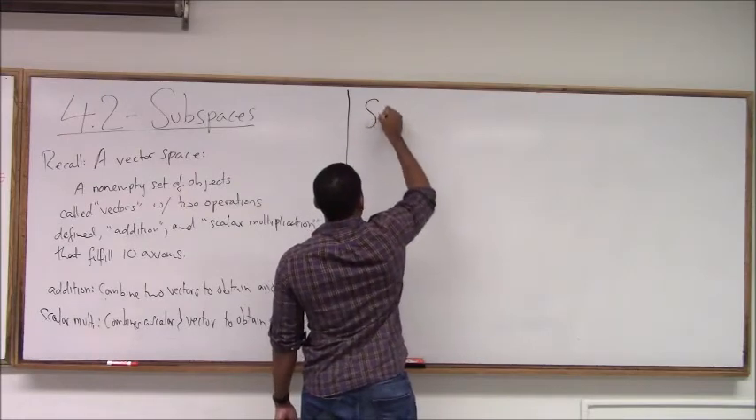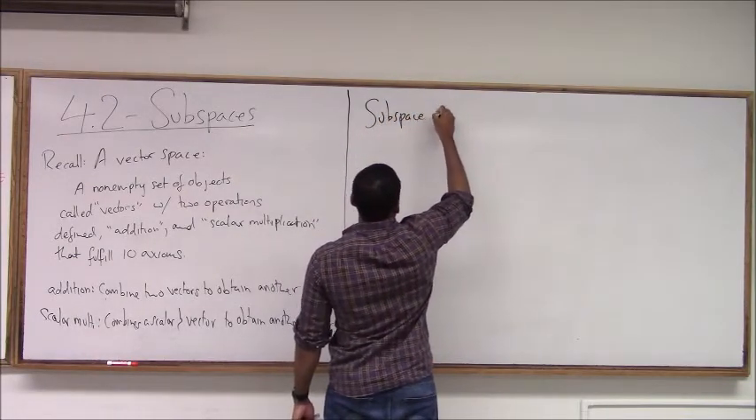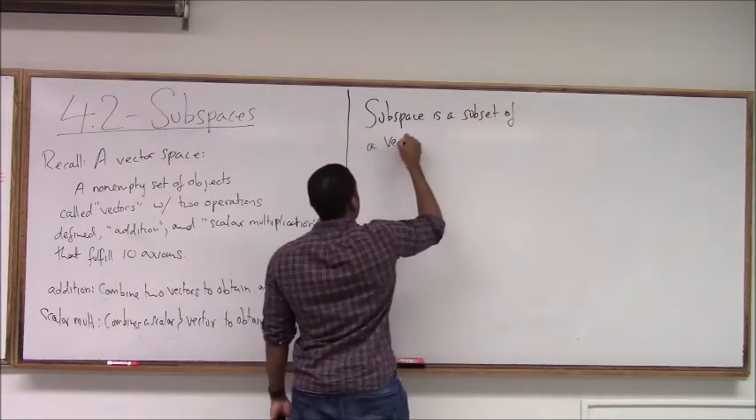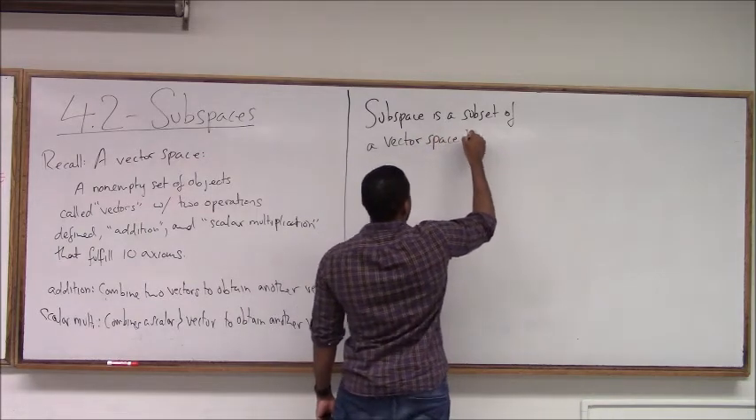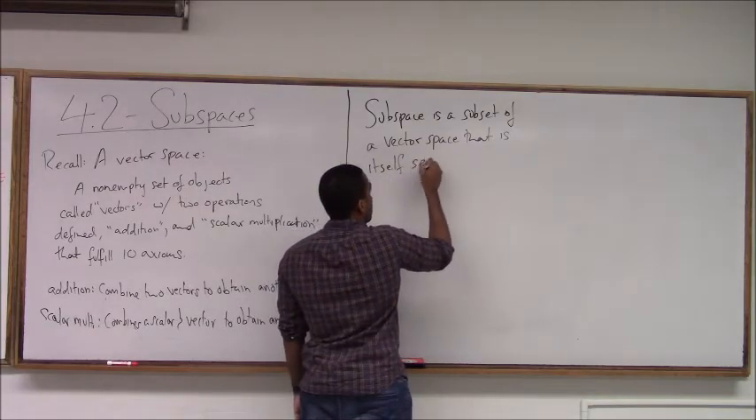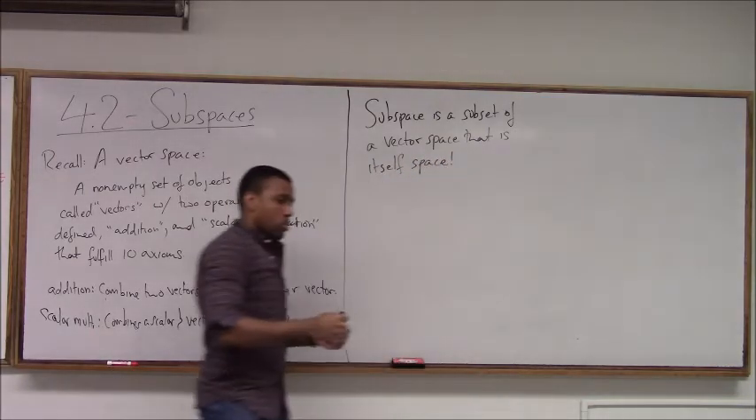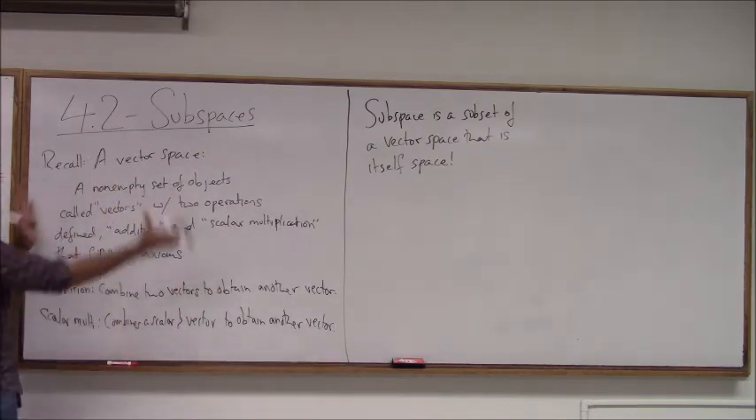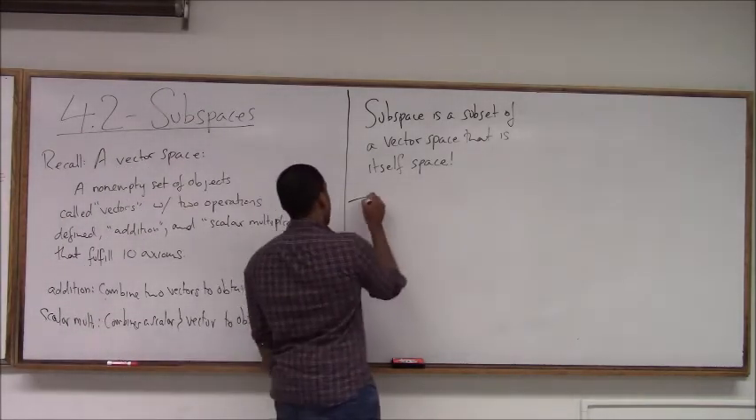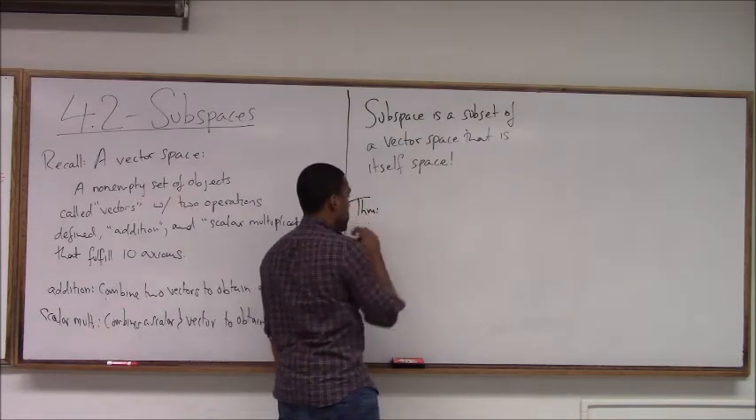Now, a subspace is a subset of a vector space that is itself a vector space. So when you have a vector space, a set of objects with these two operations defined on it, sometimes you can take a smaller subgroup of that, a subspace of that, and that group by itself will obey all these 10 axioms as well. And we looked at a theorem of how we can know that something is a subspace.